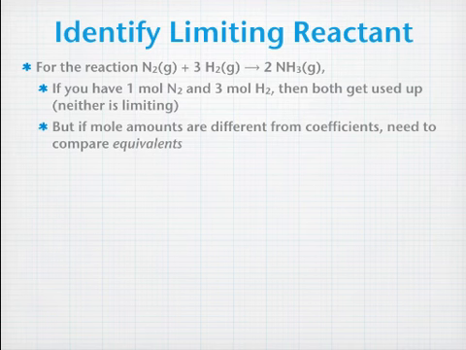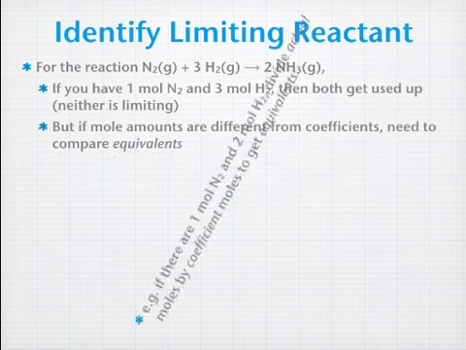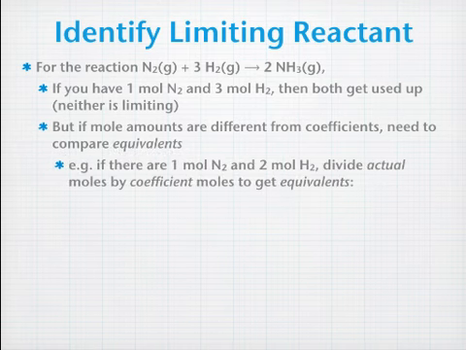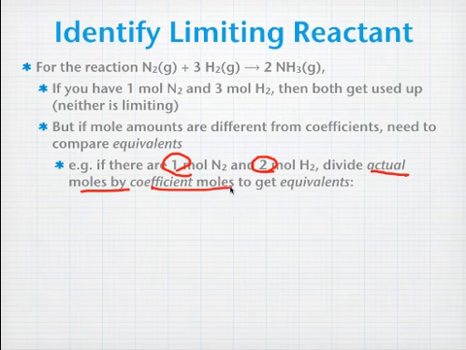But if the mole amounts are different from those coefficients, what we have to do is calculate something called the equivalent, or the equivalence, for each one of the reactants. So for example, if I have 1 mole of nitrogen and 2 moles of hydrogen, I'm going to take the actual amount of moles, the moles that are given to me in the problem, and divide those actual moles by the coefficient moles, the implied 1 here and the 3 in the hydrogen, to get what we call the equivalence.